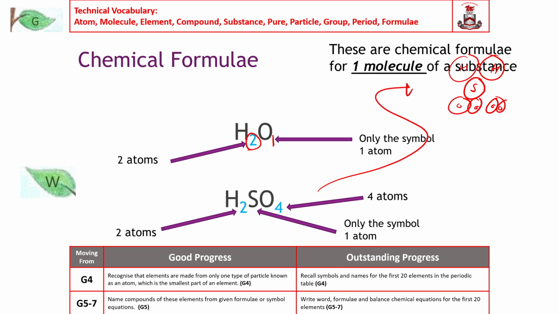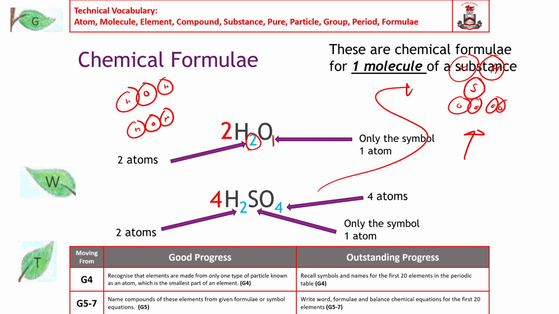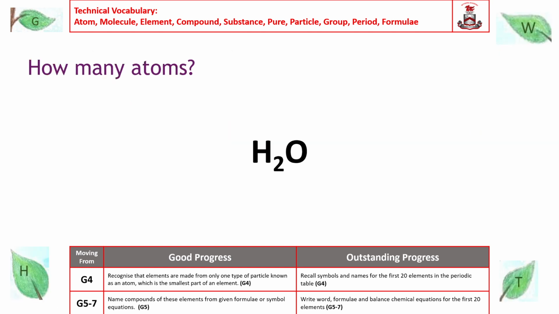Okay. These are chemical formula for one molecule of that substance. Now, if I put a big 2 in front, what I'm saying is I've got two molecules of water. So if I was to draw that out, so HOH, so that's H2O. If I put a big 2 in front, what I'm saying is now, actually, I have got two of these. Again, if I put a 4 in front of this, I'm saying I have got 4 of them. I've got 4 molecules of that substance. Well, how many atoms in total?